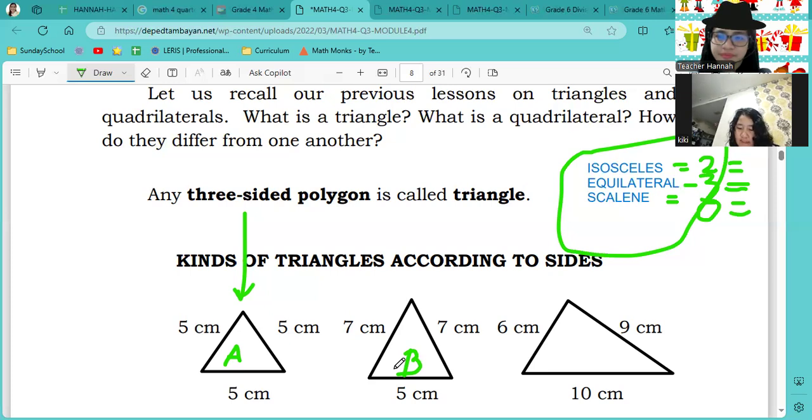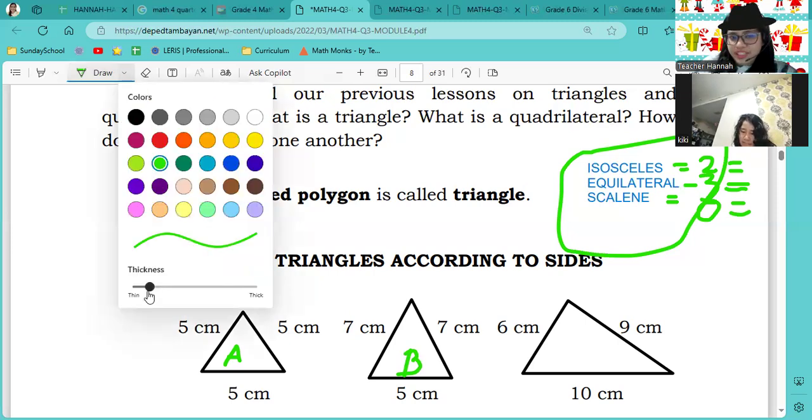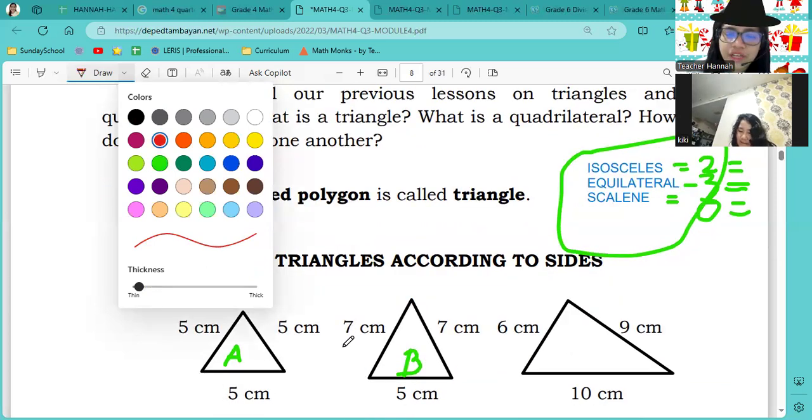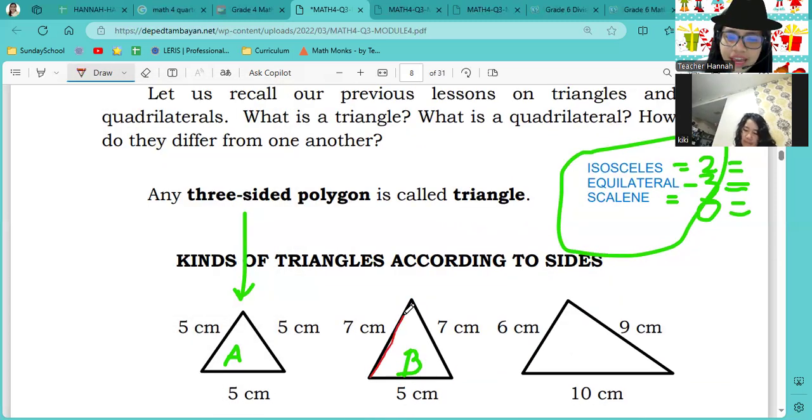It's scalene. Are you sure? Equilateral. Are you sure? Isosceles. You are guessing. Do not guess, Michaela. Quadrilateral. Look at this. This side is 7 centimeters. This side is 7 centimeters. This side is 5 centimeters. What kind of triangle is that?